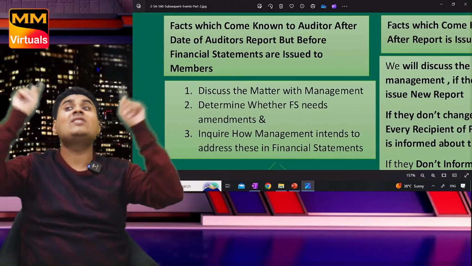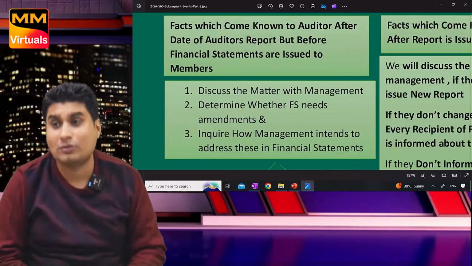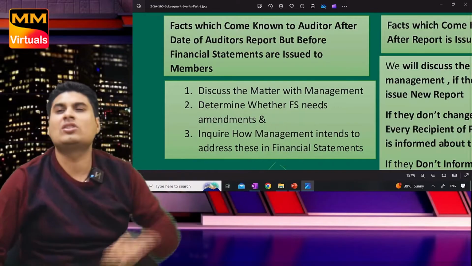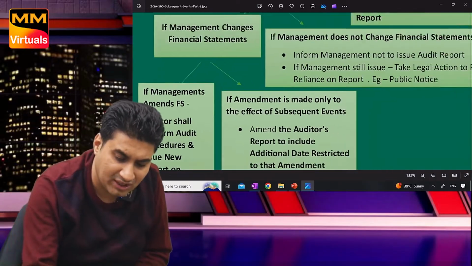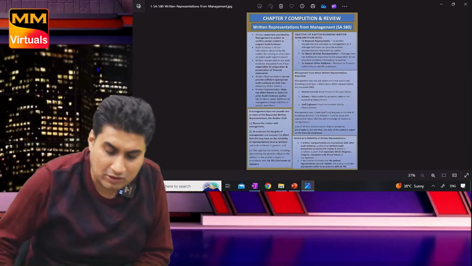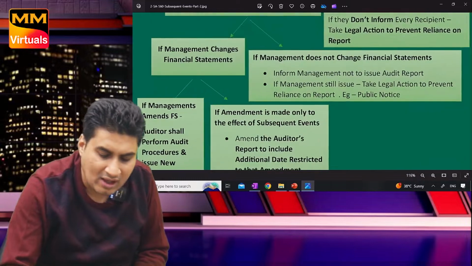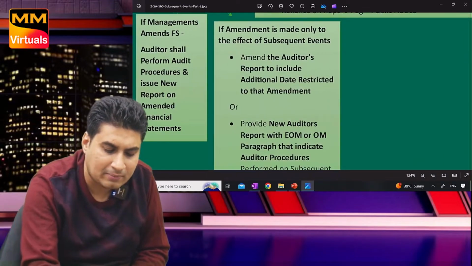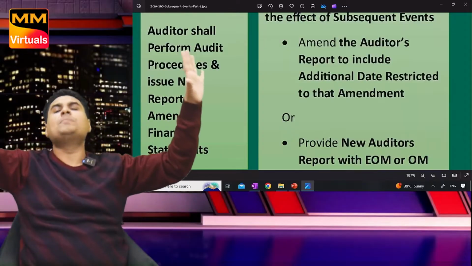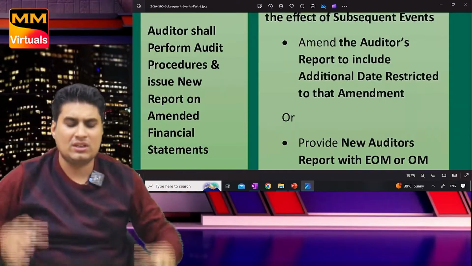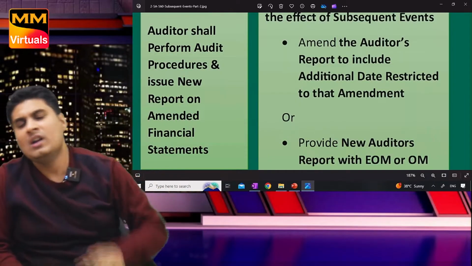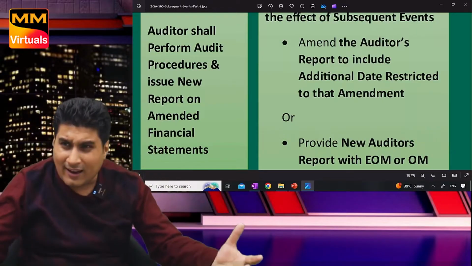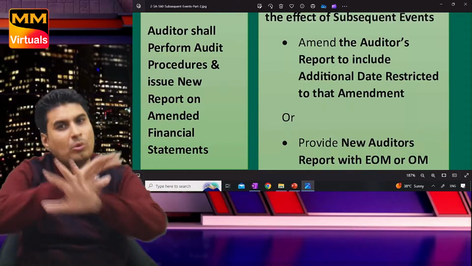See whether the financial statement needs amendment. Do we need to change? Third, inquire with management how they will address this in the financial statement. If they change it, there are two parts. If the management amends the financial statement, the auditor will perform audit procedures on the new financial statement and give a new report. Game over.